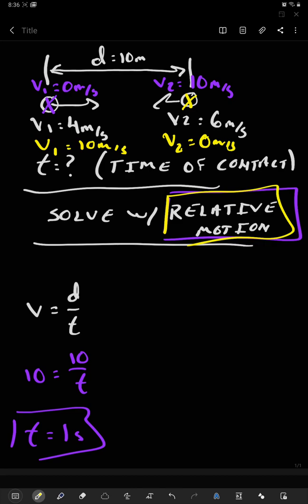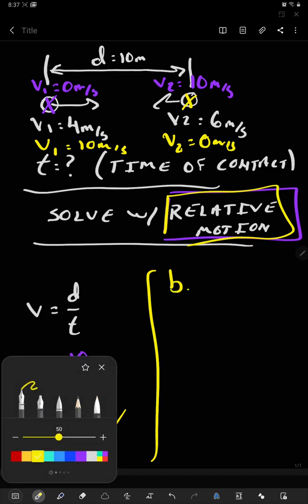Now from an outside frame of reference, I'm going 4, you're going 6. Then we would have to look at it with the simultaneous equations. But that's more a math thing that I don't want to focus on. If you want to see it, just let me know. But relative motion checks this off real quick. It's 1 second. Now if I wanted to know, this would be a part B question. Here we'll go back to white.